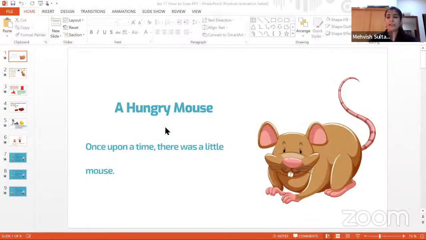Where is share screen? Here is our share screen. I would request the host to please allow me to share the screen. Sir Rajkumar, can you please allow me to share the screen? Please go ahead, sir. Thank you. Thank you very much. All right.